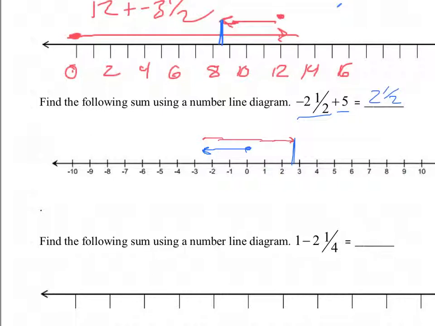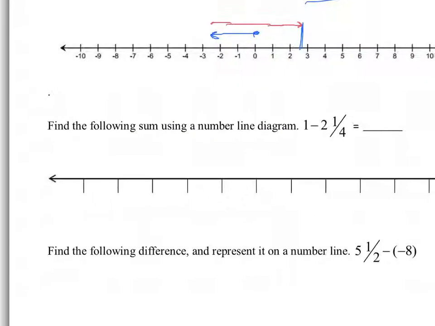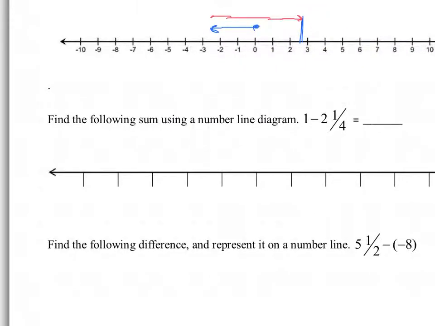Alright, go ahead and find the sum of this one on the number line. So this one's not a sum right now. This one is a subtraction. So the first thing that you're going to have to do before you can put it on the number line, using the rules we've already done, is the same thing that we've been doing for the past couple of days, which is change this to an addition. So go ahead and change this to an addition and go ahead and graph it on the number line.